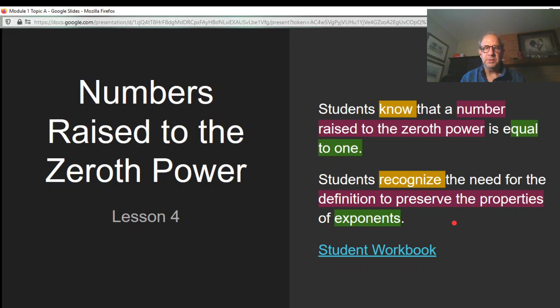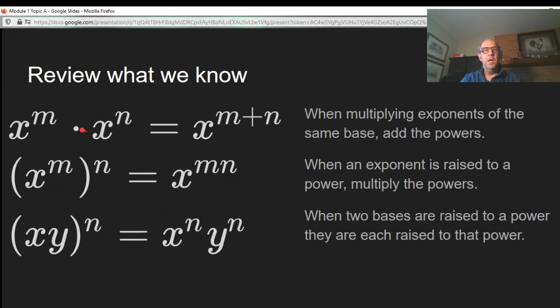So let's review what we know. If we're multiplying exponents with the same base, then you just add the powers. So x to the mth times x to the nth equals x to the m plus n. If we are raising a power to a power, so x to the m raised to the nth power is x to the m times n. So we multiply the powers. If we're multiplying two numbers and they're being raised to a power, then each number is raised to that power.